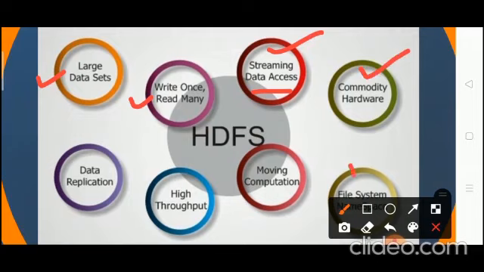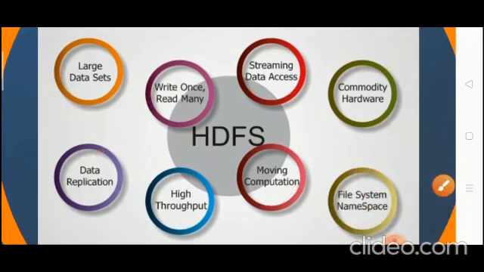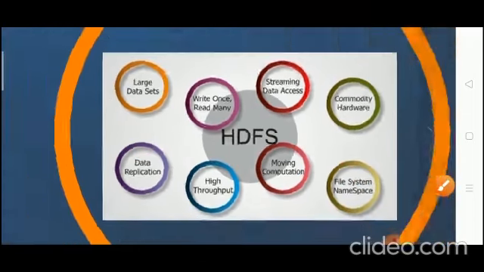Then it has its own file system. There is moving computation. It has very high speed as far as computation is concerned, and that is the reason it has high throughput. Data replication facility is available. Before this particular slide, I have already shown you how we can replicate the data. We must know the factor of replication.